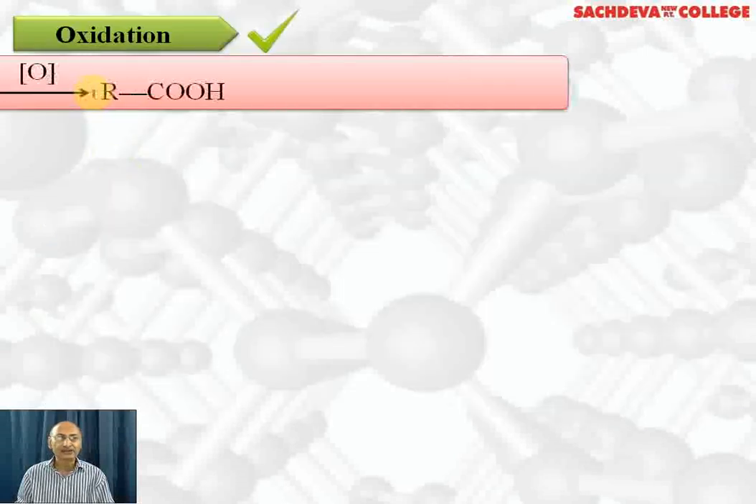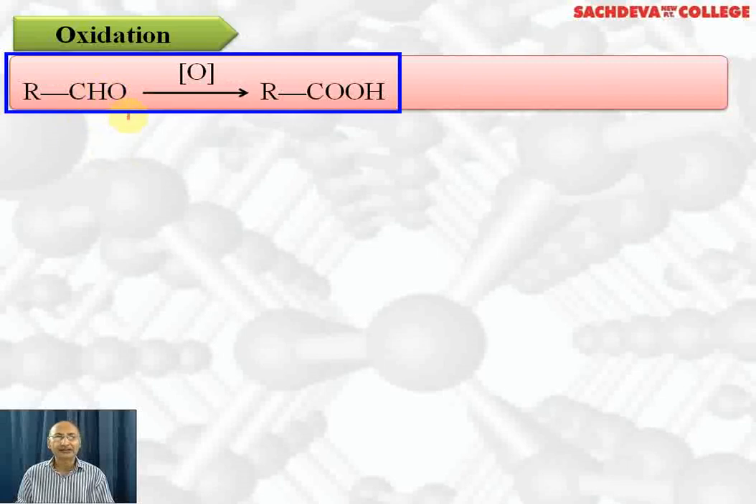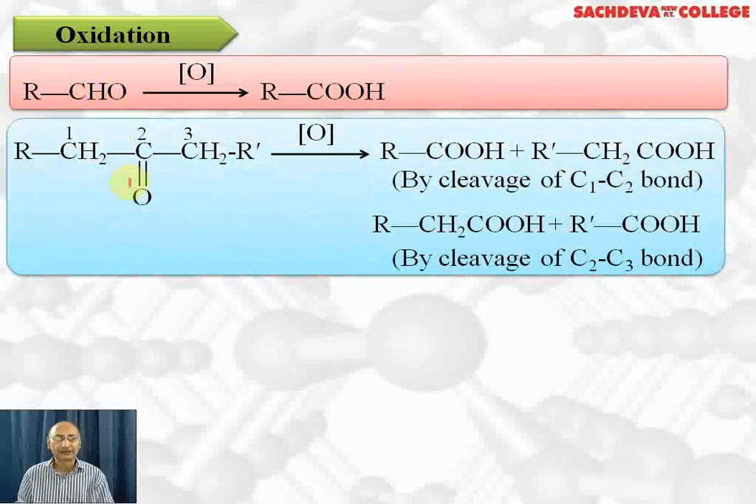Next we are taking oxidation. Aldehydes on oxidation give carboxylic acid. Ketones are difficult to oxidize with the help of a mild oxidizing agent, so we have to use a stronger oxidizing agent, and here bond cleavage takes place.